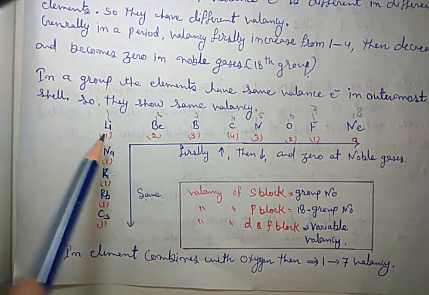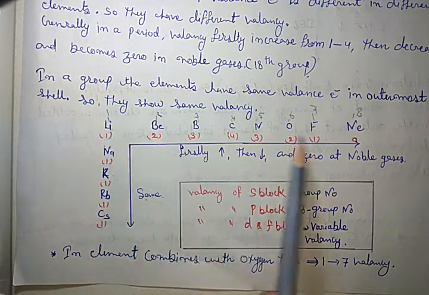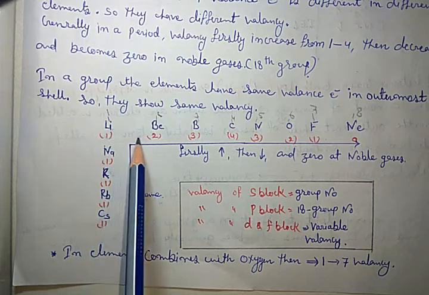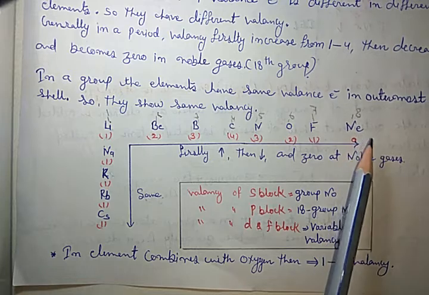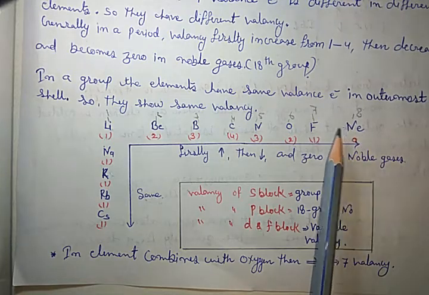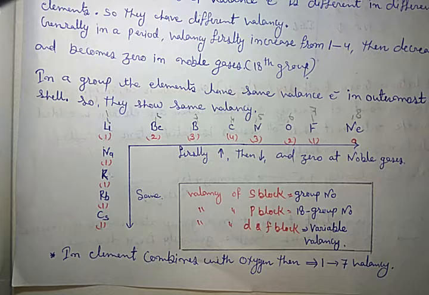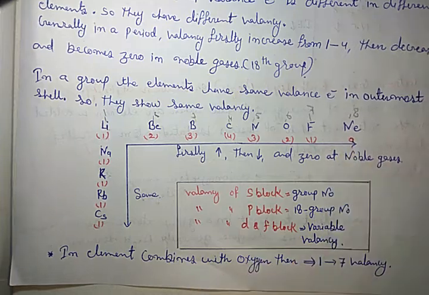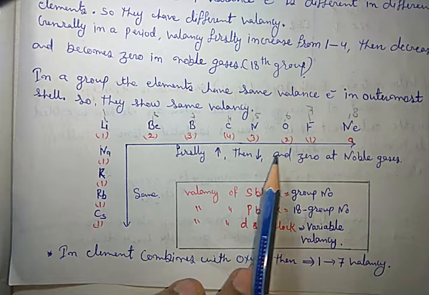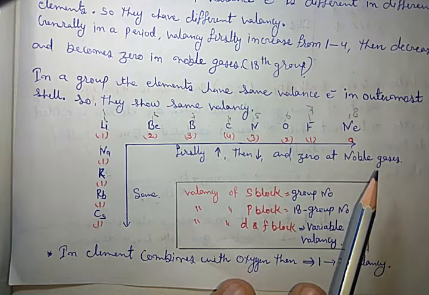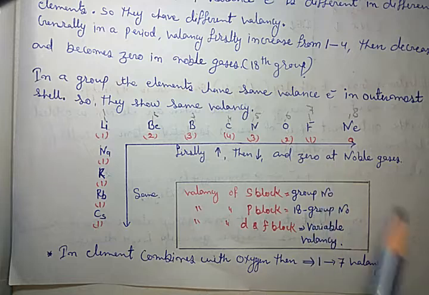Now, by taking this example, it is clear that valency is increasing then decreasing. And in the noble gases, that is the 18th group, they have a fulfilled octet. That means the outermost shell has 8 electrons. So they are stable, and normally they do not make bonds. That's why their valency becomes 0. So we can say that valency first increases, then decreases and becomes 0 at noble gases, that is the 18th group elements.